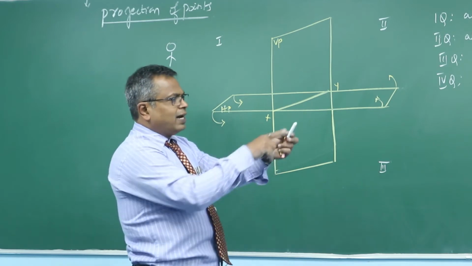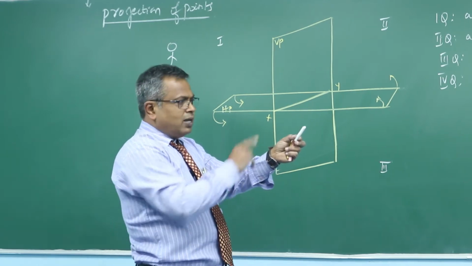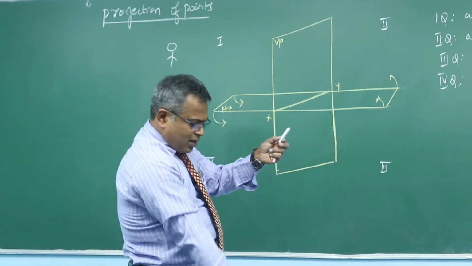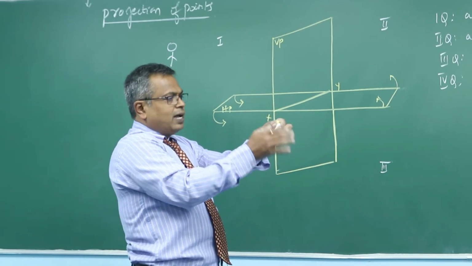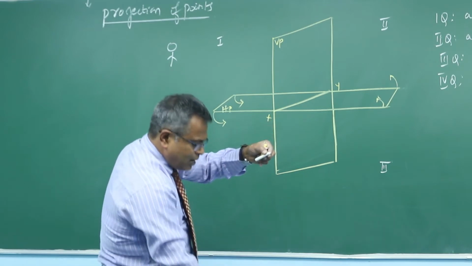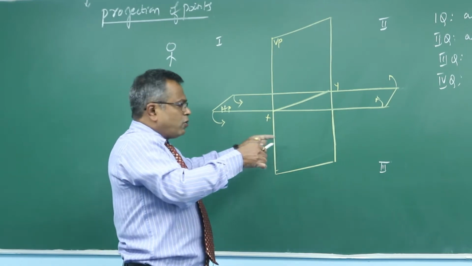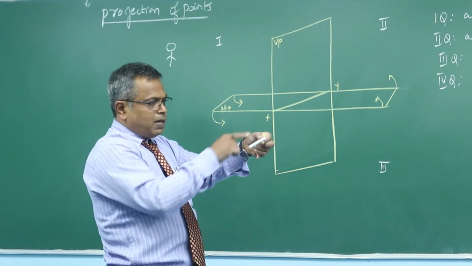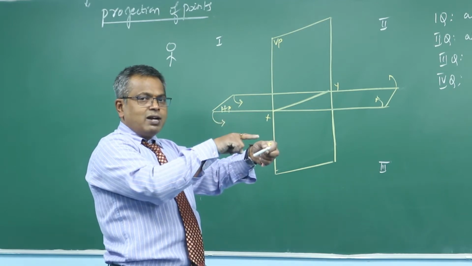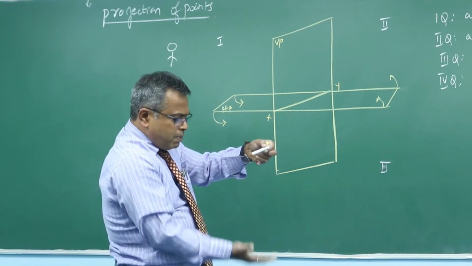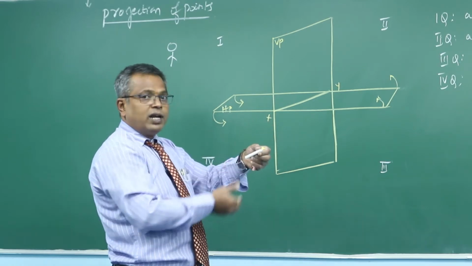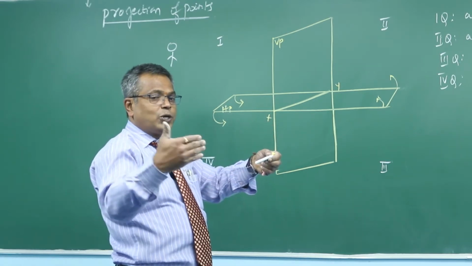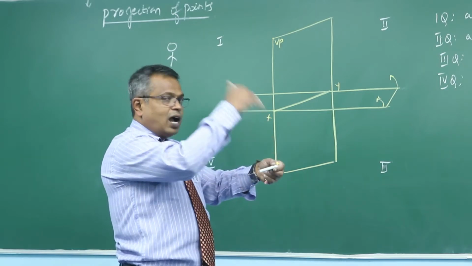You are the observer. Let us say a point is here in the first quadrant. If a point lies in the first quadrant, it is above the horizontal plane and in front of the vertical plane. Let us say this point A is 10 millimeter above HP and 20 millimeter in front of VP. That means your point is situated in the first quadrant, 10 millimeter above the horizontal plane and 20 millimeter in front of the vertical plane. Now my interest is to draw the projections called front view and top view.